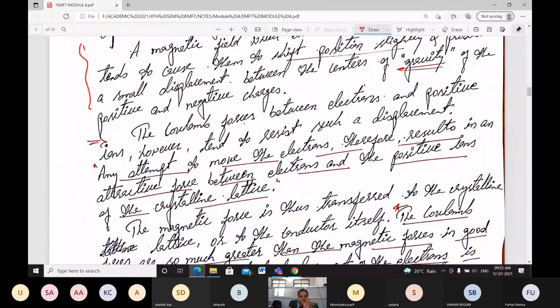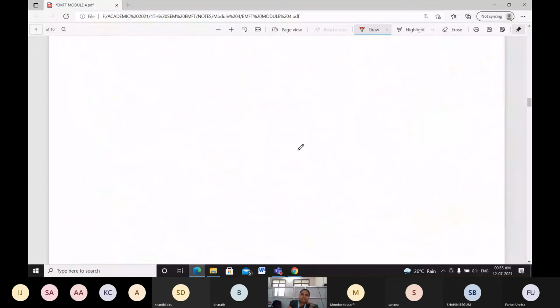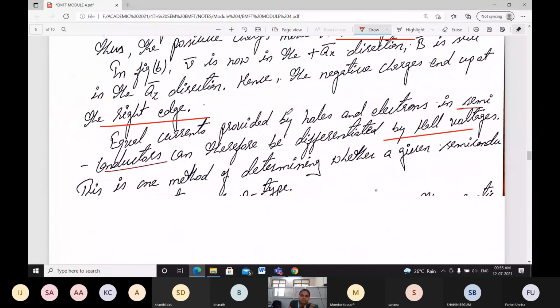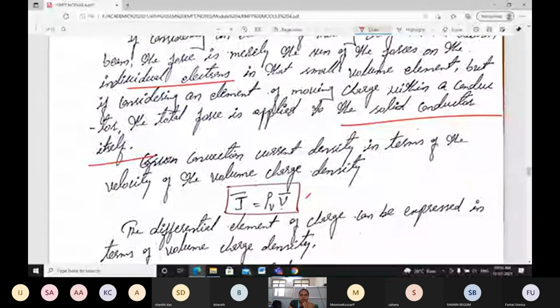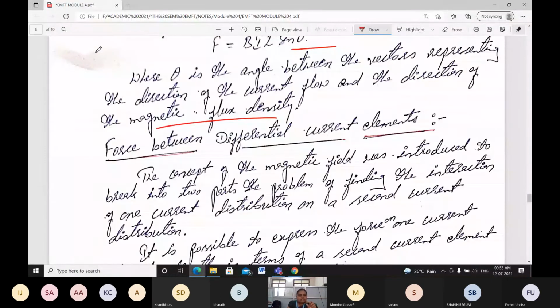Then we took the Coulomb force, how it transfers in conductors, what the magnetic force is in terms of Coulomb's force and our magnetic force, and the relationship between those two. The next part we took is the Hall effect, going with the figure and explaining this part. Then we go on with a small derivation part. These are the 4 parts we took in this topic. This will be asked for 6 marks in the question paper. This is one topic. Next is the force between differential current elements.